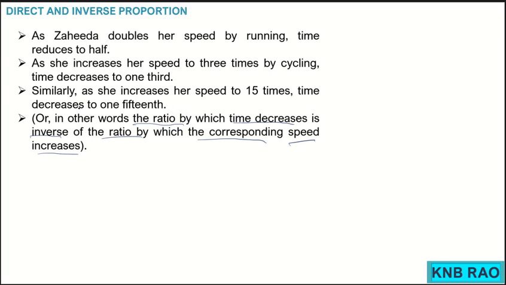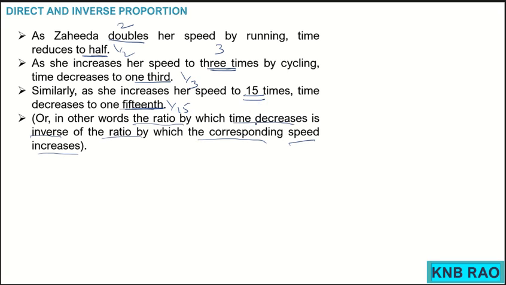What does this sentence mean? Let me explain. The ratio by which the time decreases: the time decreasing by half, this half is inverse of double. Double means 2 times. 1/3 is inverse of 3 times. 1/15, that is 1 by 15, is inverse of 15. You could see 2 is inverse of 1 by 2, or 1 by 2 is inverse of 2. 1 by 3 is inverse of 3, or 3 is inverse of 1 by 3. 15 is inverse of 1 by 15, or 1 by 15 is inverse of 15.